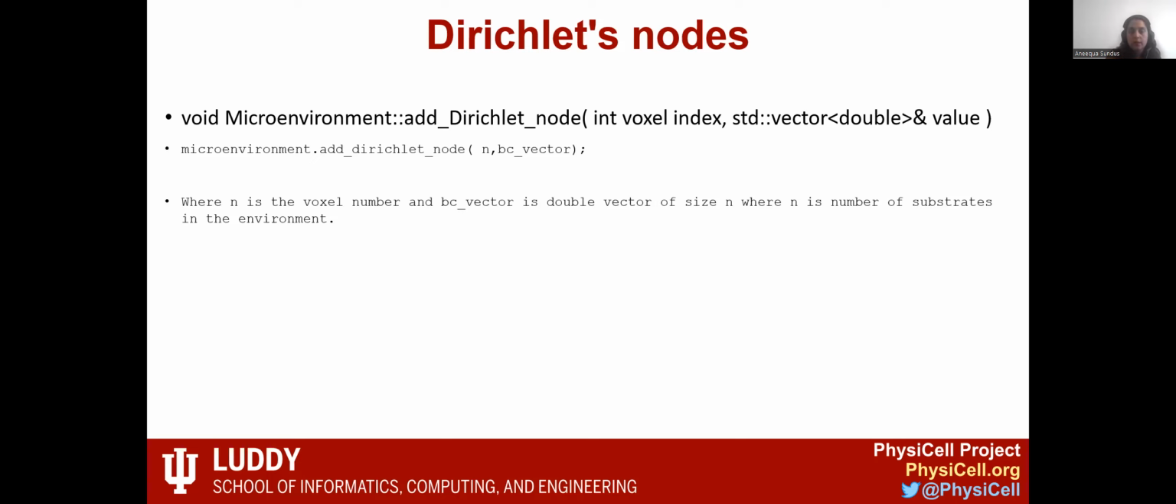And this is useful if you want to have some particular conditions somewhere in the middle of the microenvironment instead of the boundaries, because it's easier to do the boundaries directly by XML. But if you want to do something on the inside, then you can use these Dirichlet nodes. You can make a few of these Dirichlet nodes at different points. They can act as a source or sink for one particular substrate.